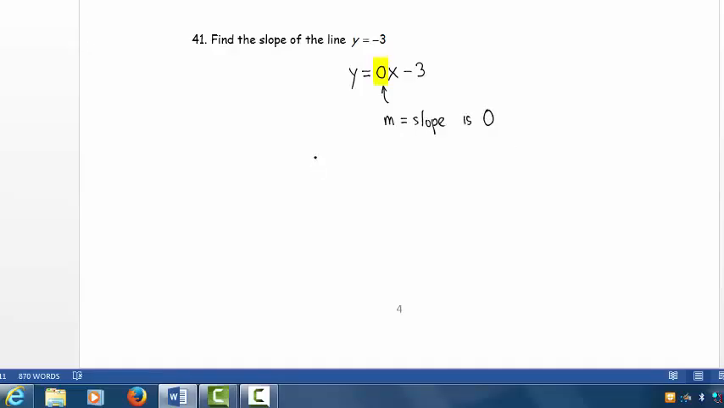You may also recall that y equals a number is the equation of a horizontal line that passes through, in this case, negative 3 on the y-axis. I have just drawn y equals negative 3. That is a horizontal line. It is flat. It has no slant, no slope. Again confirming that the slope value is 0. Check the answer key.